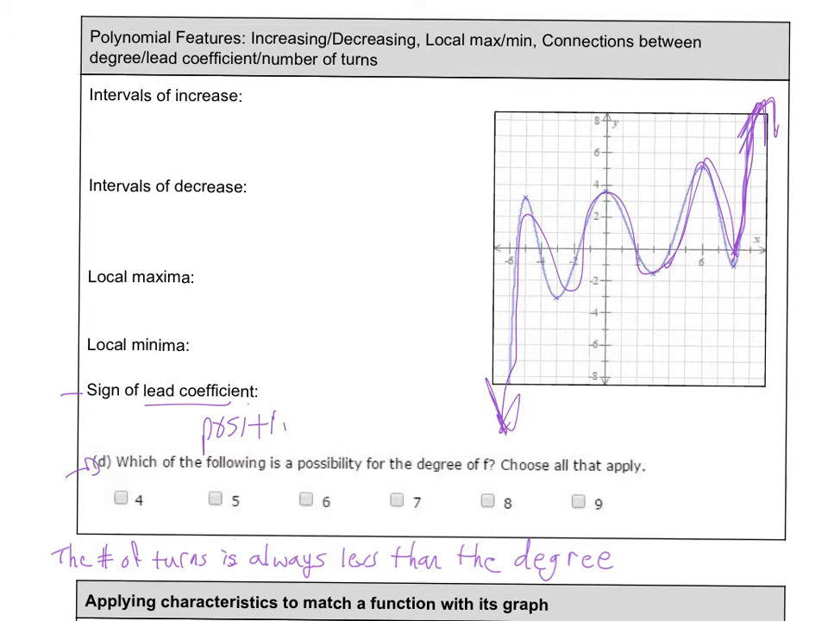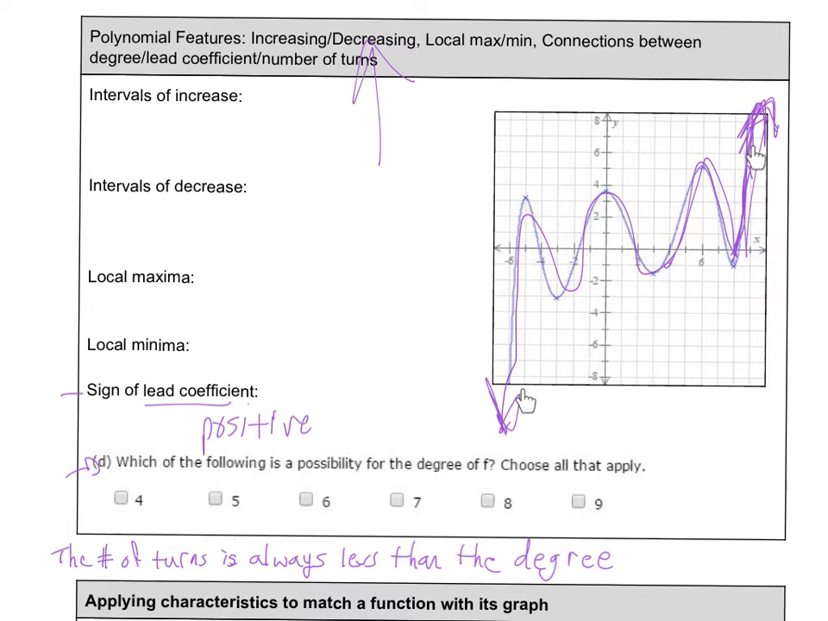The right behavior and the sign of the lead coefficient are definitely connected based off that chart I showed you up here somewhere. Now there's a little thing about the degree I didn't tell you, and that is that there's a connection between how many times the graph turns and what the degree is. And basically the number of turns is always less than the degree. So I actually know two things about this degree.